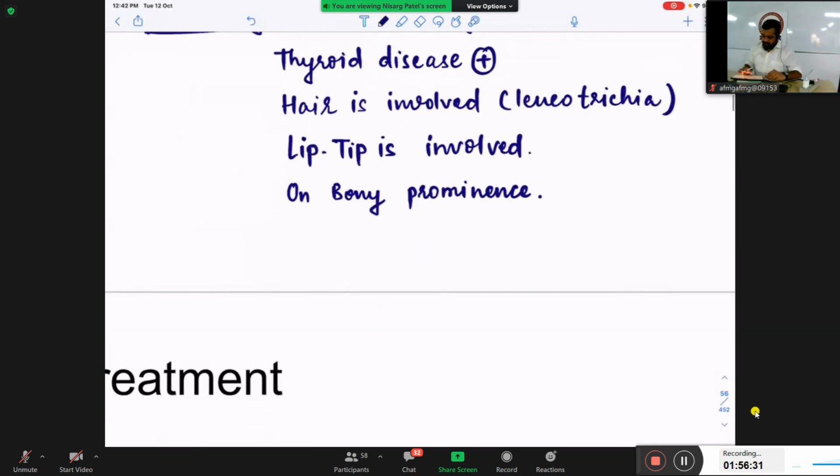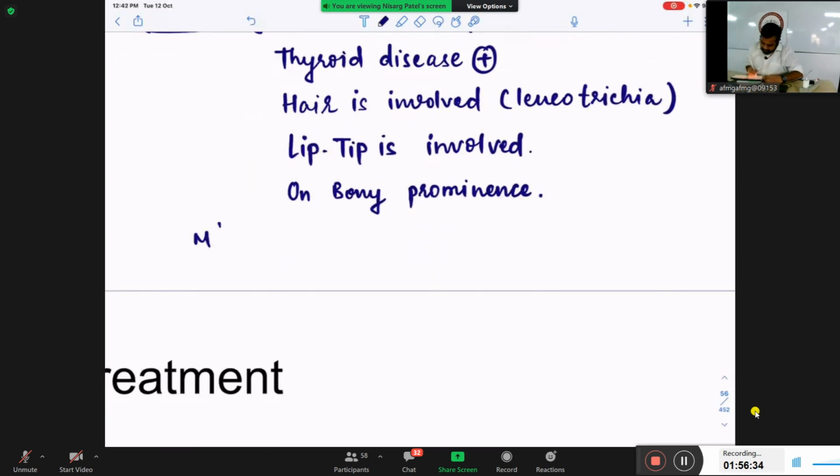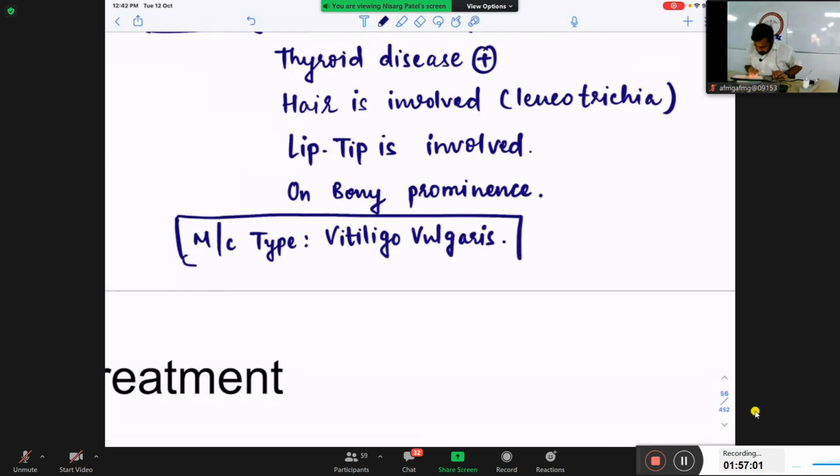So, if I ask you what is the most common type of the vitiligo, in dermatology, when you are solving the MCQ, anything most common in dermatology is the vulgaris. So the most common is vitiligo vulgaris. Sorry? How many types of vitiligo are there?